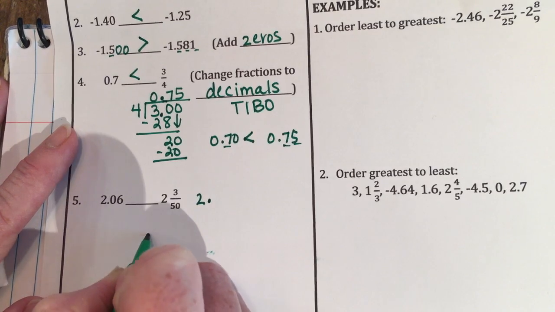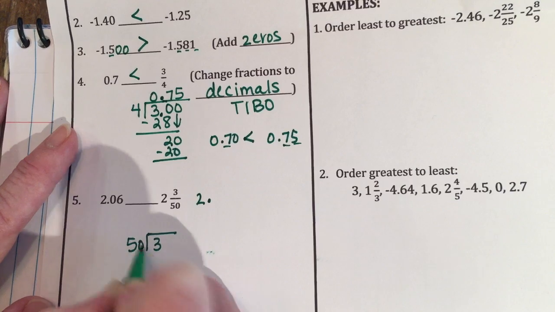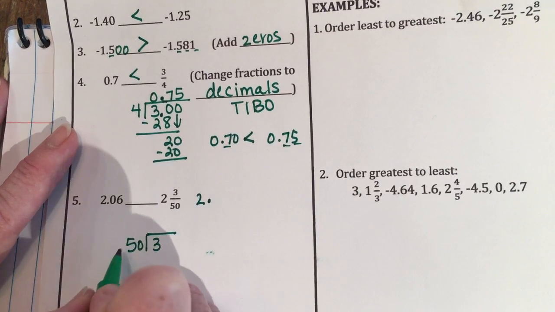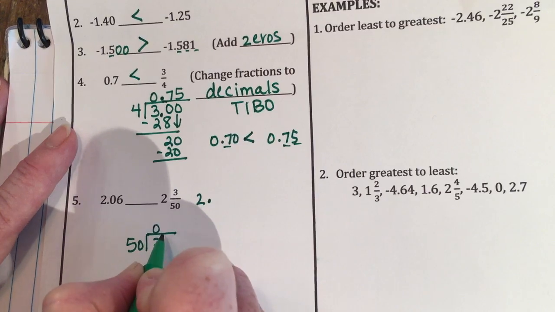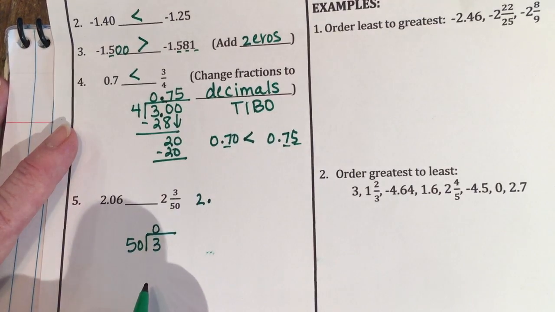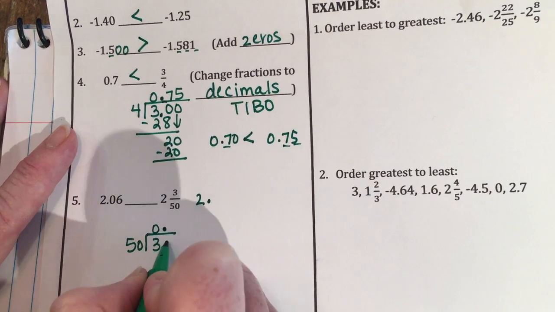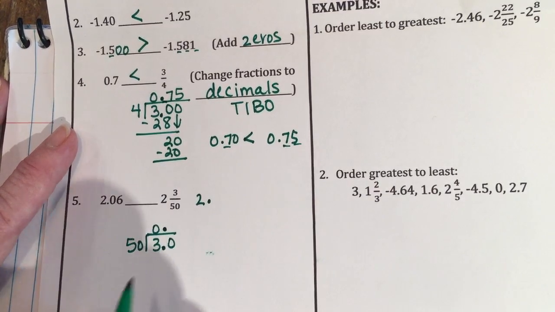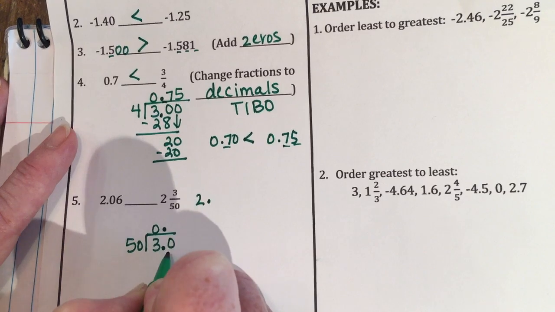So my top number is 3. It goes inside my box. My bottom number is 50. It goes outside my box. And can I divide 50 into 3? No, I cannot. So you can put a 0 here, but that's not going to stay a 0 because it's got that 2 there. All right, then I add a decimal here, so I bring it up, and now I can add another 0. All right, so can 50 go into 30? No, it cannot. So you have to have a number above that 0.